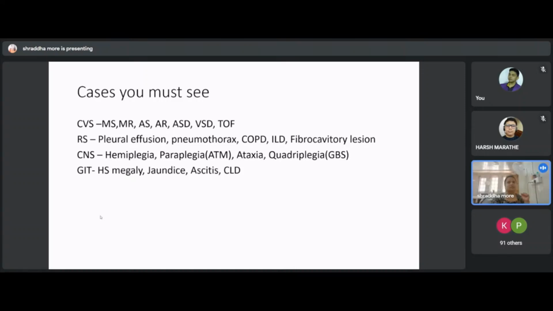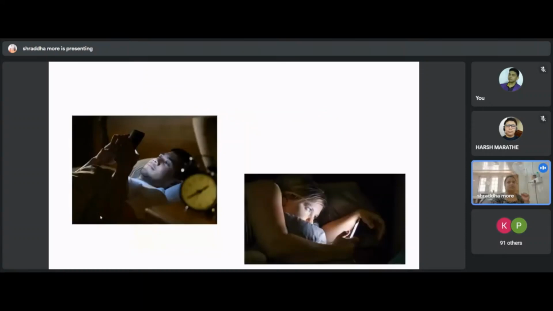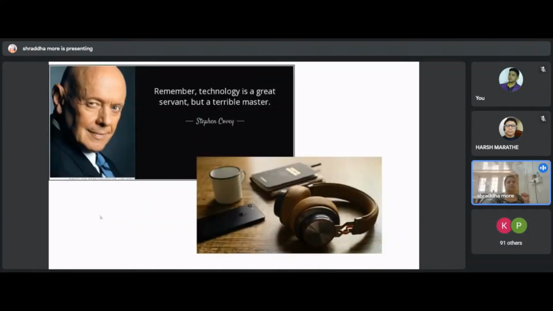Don't skip breakfast and come to clinic. Never ever do that, all of you. Eat a good protein diet and come to the clinic. Sleep adequately. You're a med student, but that does not mean that you should not sleep. But why we do not sleep is because of this reason. So this is something again we have to work on. Correct. Technology, somebody has said, is a very terrible or great servant.